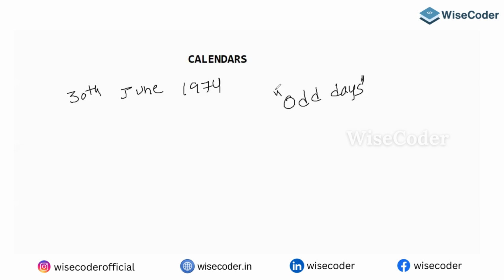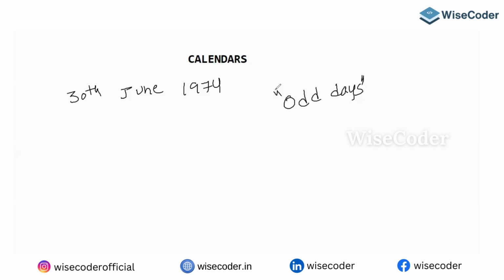Every seventh day will be the same day if you count. Let's say today is Monday, then the seventh day counting from Tuesday onwards will again be Monday. An odd day is the days remaining after completion of an exact number of weeks. Odd day is the remainder obtained on dividing the total number of days by 7.